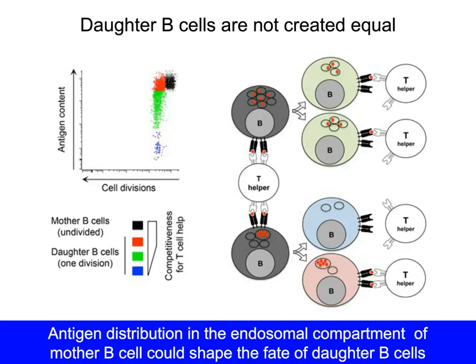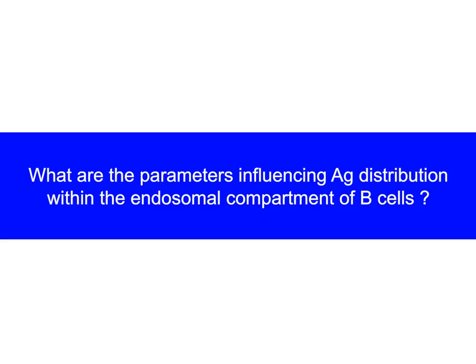So based on what I've just discussed before, the $1 million question is now, what are the parameters that are really influencing the distribution of antigen within the endosomal compartment of a mother B cell?